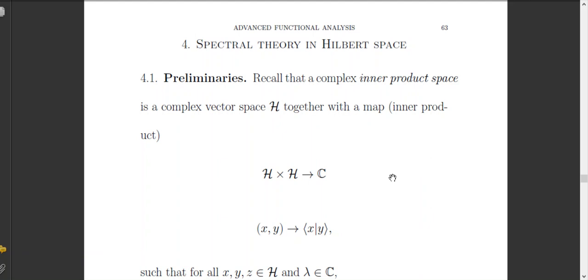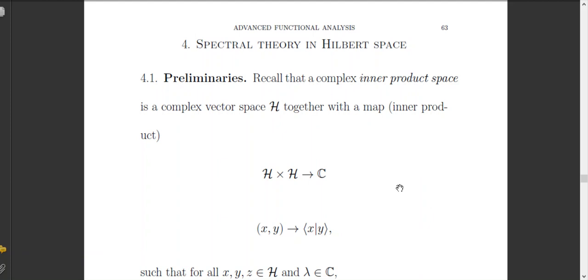Okay, hello guys. Let's continue our discussion with spectral theory in Hilbert space. Starting with some preliminaries, we are going to quickly review the definition of a Hilbert space with some examples.